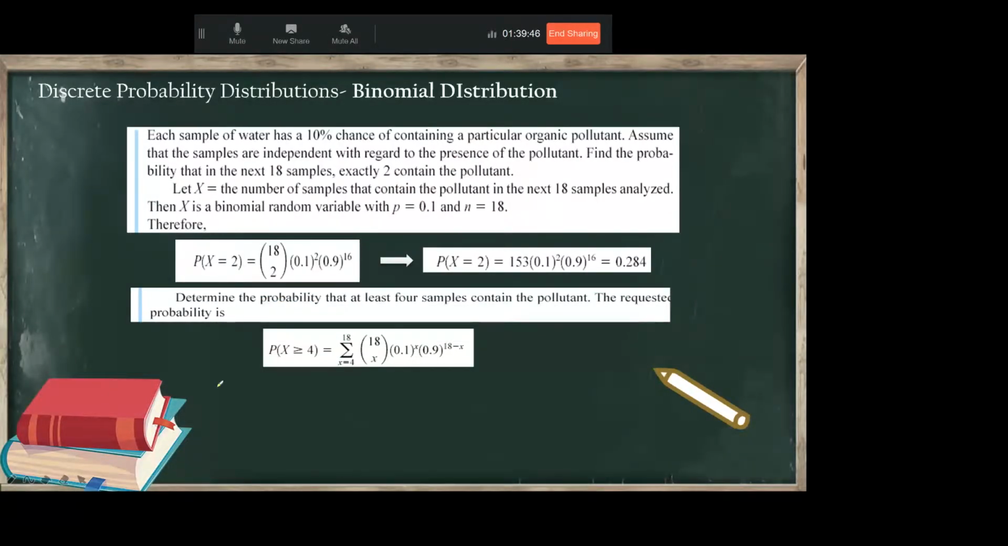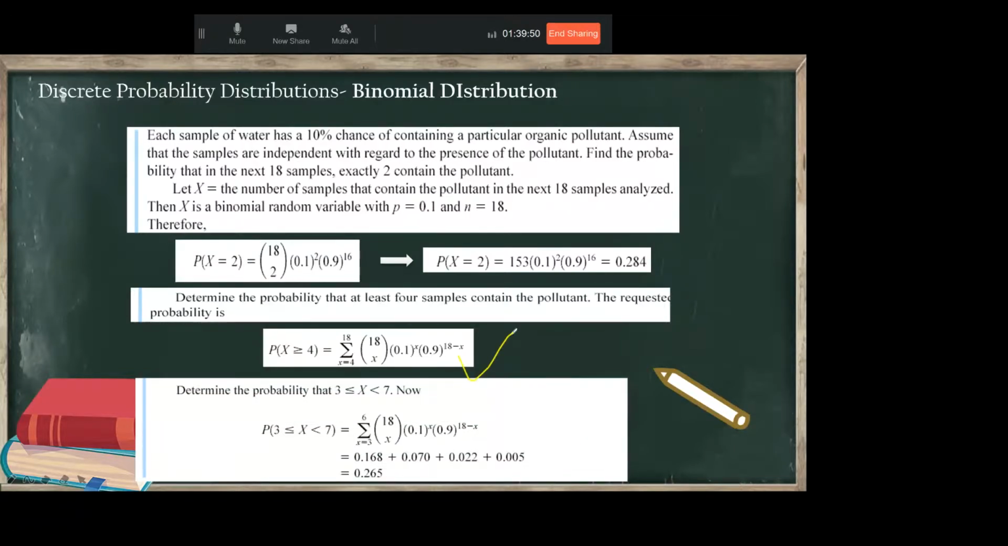See? That's how we do it. Or you can just solve it. Now, if we have to determine the probability that x is between 3 and 7, simple. 3 and 6, because it's less than 7, so 7 is not included. So just solve this and you will get it.